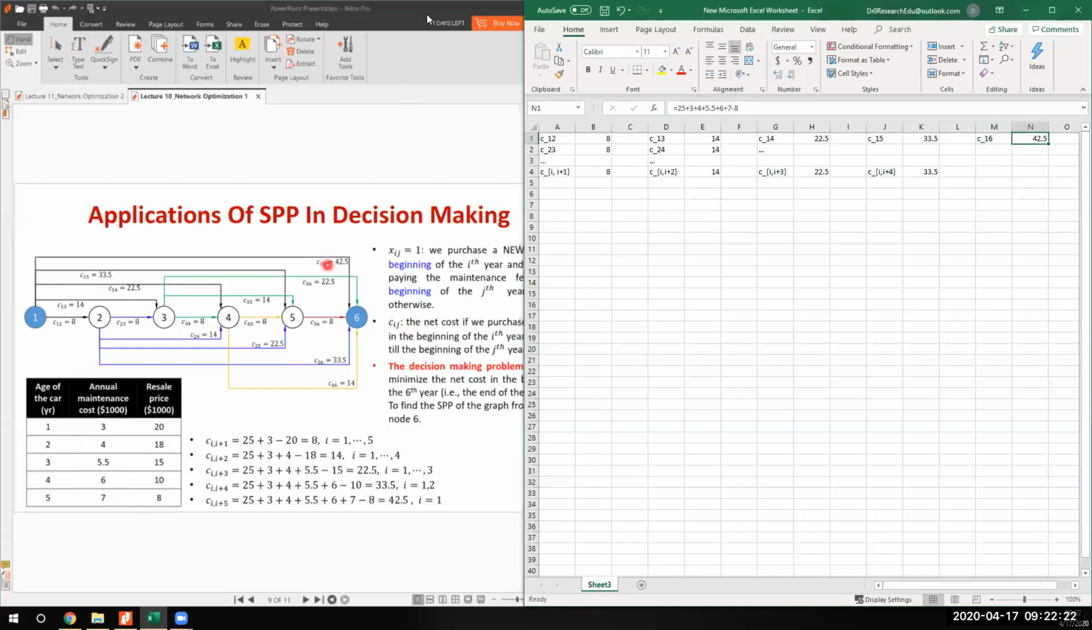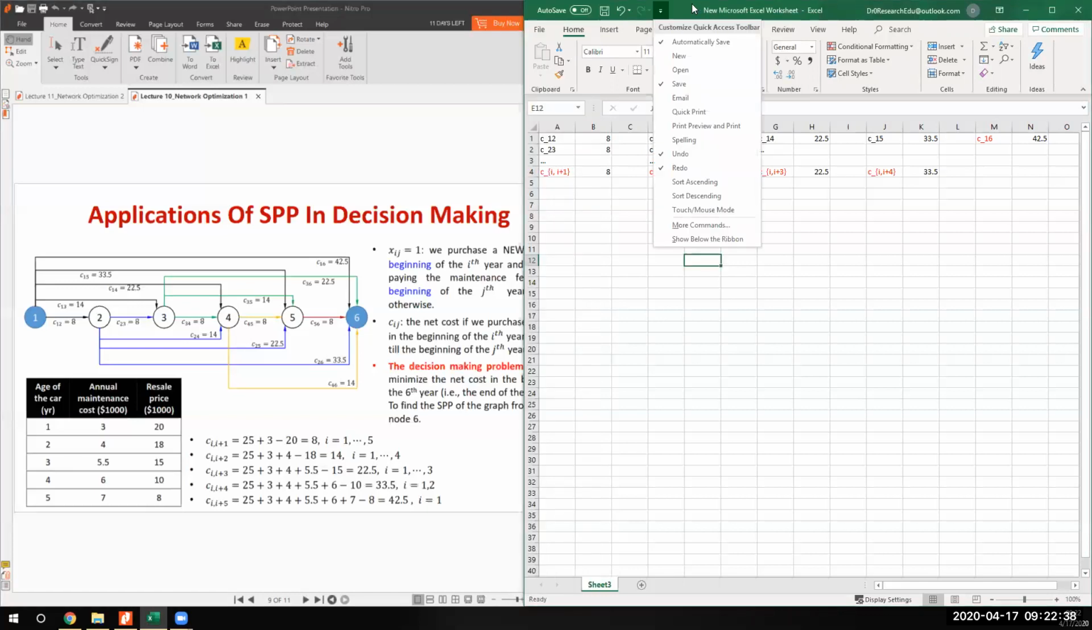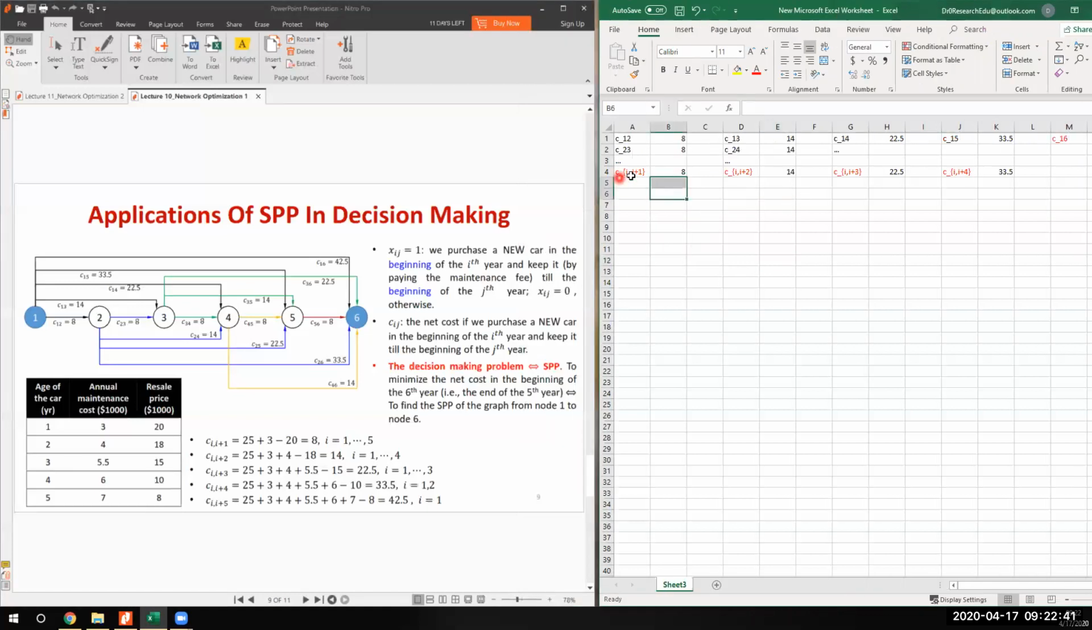Okay, so now I have all these C's, see it? Let me make it the red color. I have all these C's. Now it's time for us to really apply it. How to apply? So C i, i plus 1 equal to 8. That means C12, C23, C34, C45, C56 equal to 8. And you can clearly see all these C's here are indeed equal to 8.